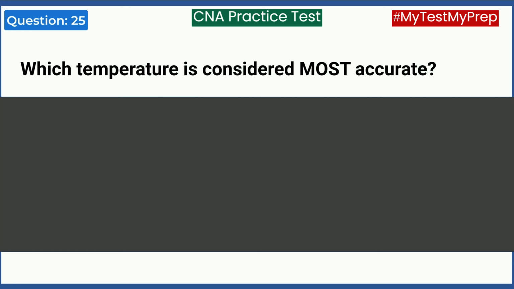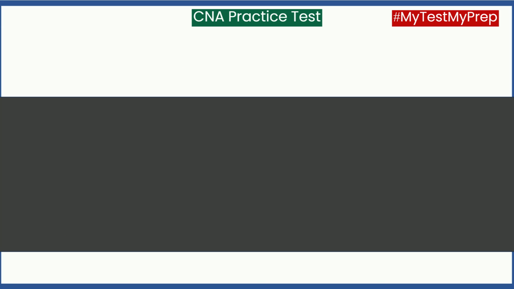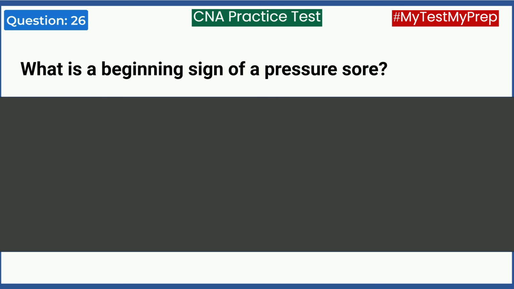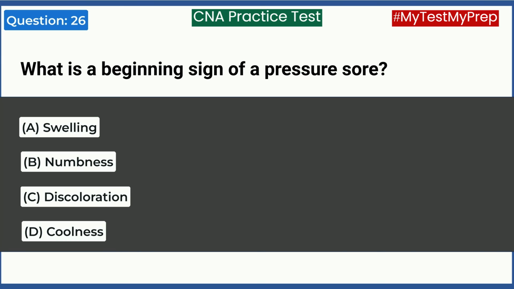Which temperature is considered most accurate? A. Oral. B. Axillary. C. Groin. D. Rectal. Answer: D. Rectal. What is a beginning sign of a pressure sore? A. Swelling. B. Numbness. C. Discoloration. D. Coolness. Answer: C. Discoloration.